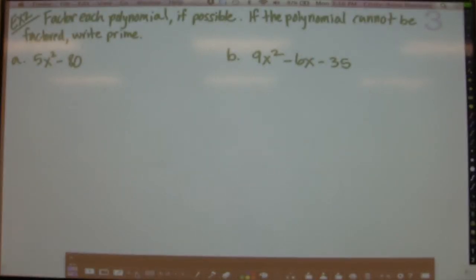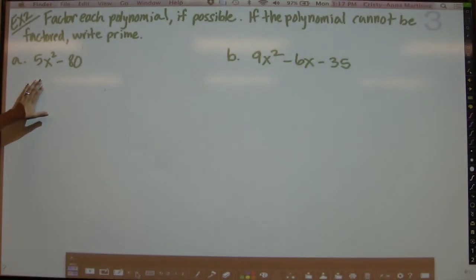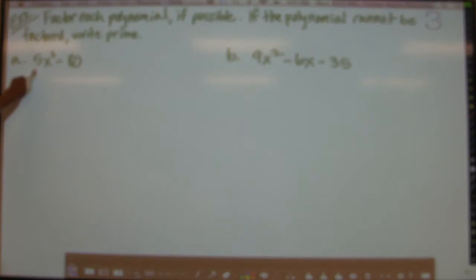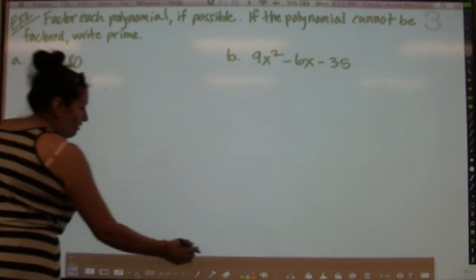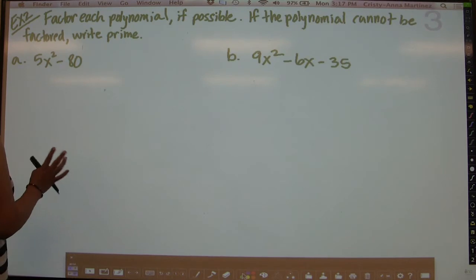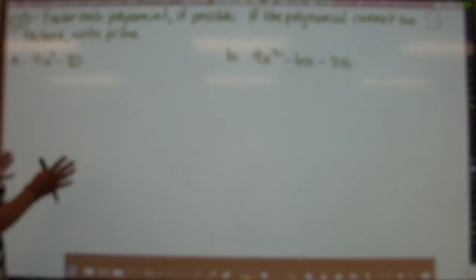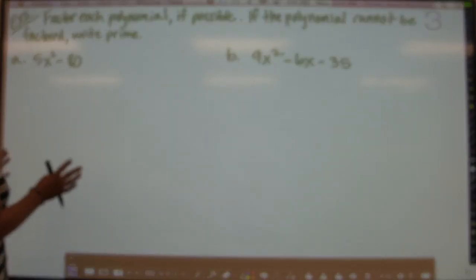So at this point, we're going to combine everything that we've done in this lesson and use all techniques available to us. But of course, the first thing you want to do is see if it's going to fit one of those perfect squares or difference of two squares situations. So for example, in part A, the first thing you want to do when you're factoring at all is to factor out any common factor. We know that 5 goes into both 5 and 80. When you first look at this problem, you might think it doesn't fit any of the patterns that we've discussed.